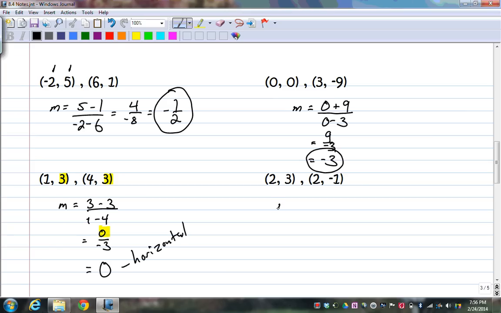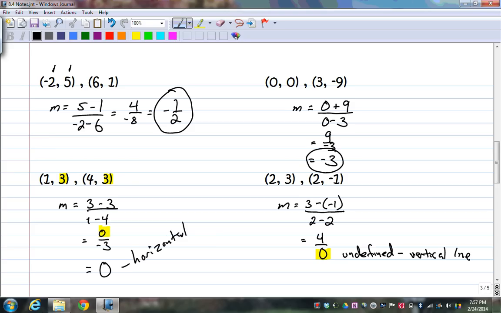And then this one over here, m is 3 minus a negative 1, which is the same thing as 3 plus 1, over 2 minus 2. This is then equal to 4 over 0. Uh-oh, we have a 0 in the denominator of a fraction. That, my friends, is undefined. And that is a vertical line. That's when I fell off the cliff after skiing. That's what we don't talk about.